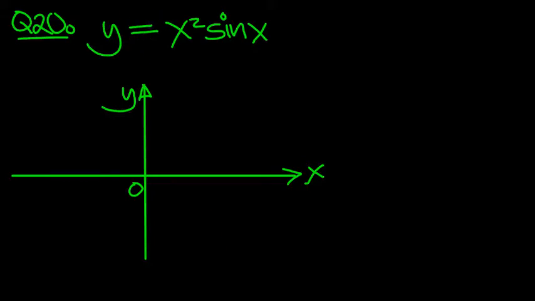y equals x squared sine x. Let's have a little go at this one then. Now the curve y equals x squared is a u-shaped curve, so let's draw that in. It's going to just come down and be a u-shaped curve. It's going to go through the origin, isn't it?